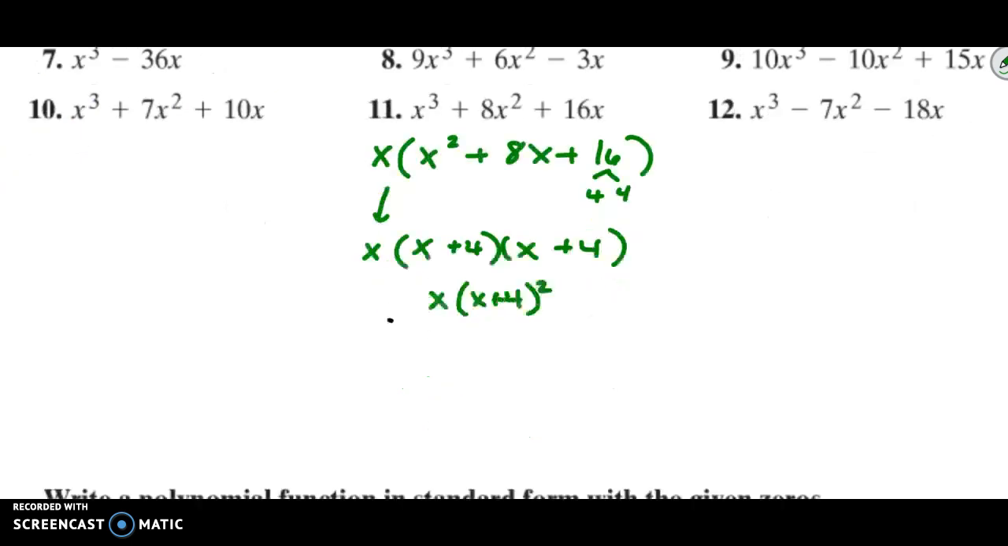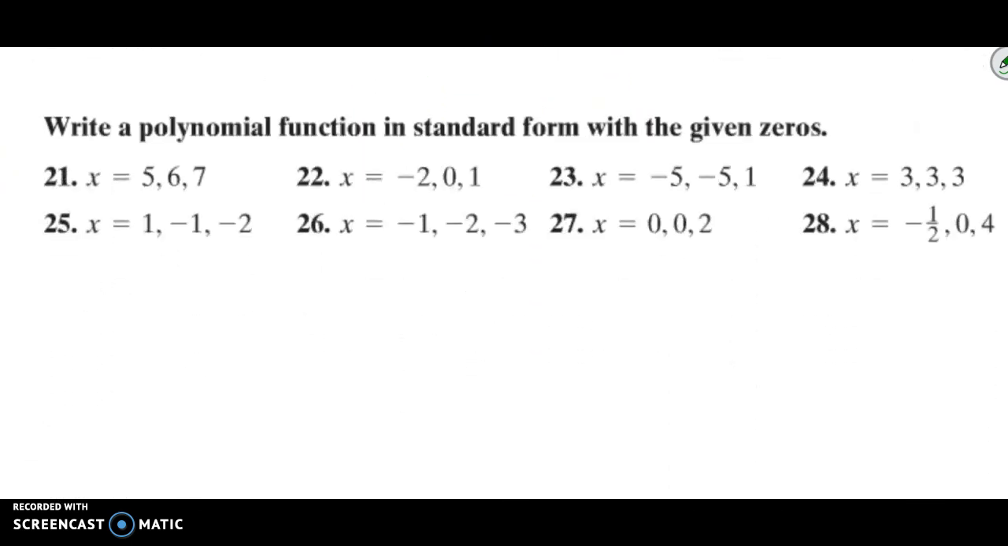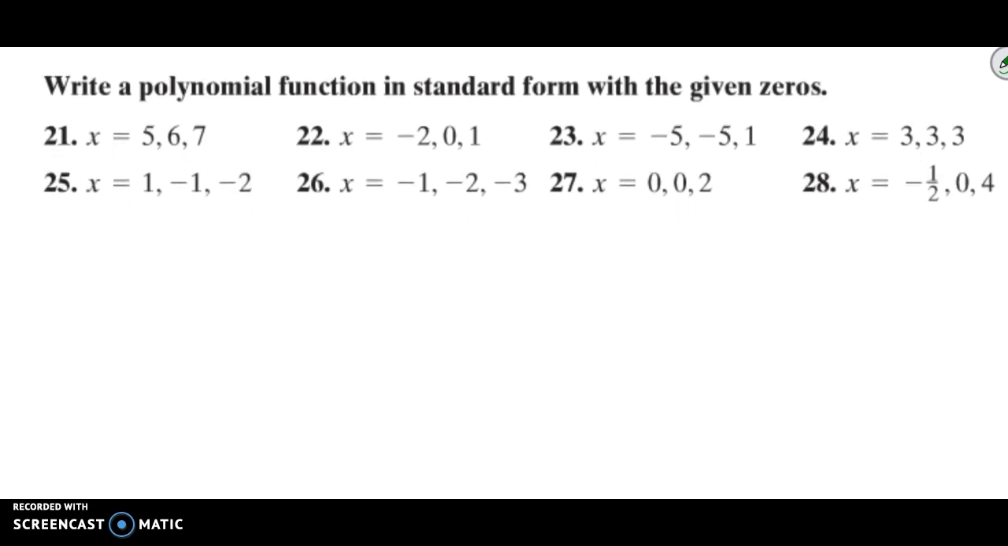There will be one from this section, and it says write a polynomial function in standard form given the zeros. Let's take a look at number 26. So we've got -1, -2, -3. This means that I have a function equal to x minus a -1, which makes that x plus 1, x minus a -2 makes that plus 2, and x minus -3, which makes that plus 3.